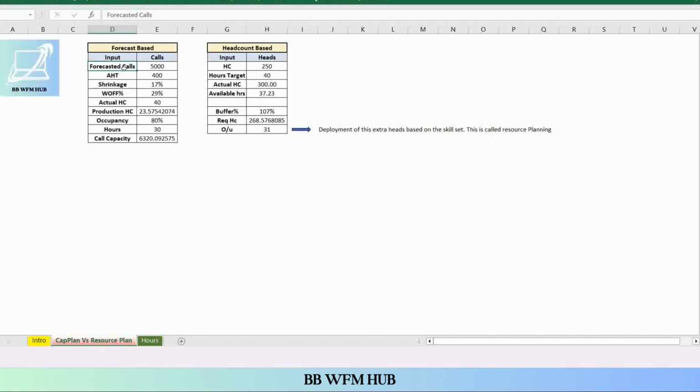On the basis of forecasted calls, we are assuming here that forecasted calls is 5000 and our AHT is 400 seconds. In the process of capacity planning, our next step is to check the actual headcount that we have. So here our actual headcount is 40, and now we are calculating the production headcount. For production headcount, we will need the shrinkage. We are referencing the shrinkage from our hours sheet.